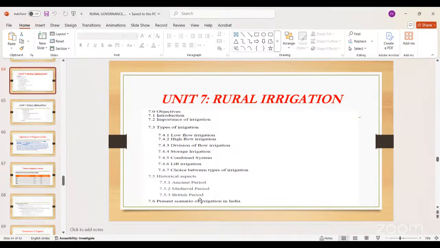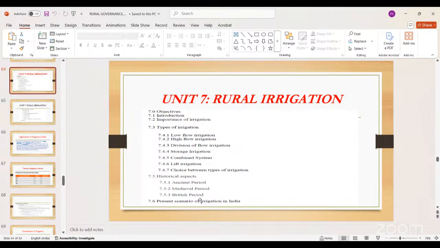So irrigated crop area in India was about 22.6 million hectares in the year 1951. By 1995, this increased to 90 million hectares. And according to a World Bank report, around 35% of the total agricultural land in India was reliably irrigated in 2010. Okay. So that is a brief status of the present scenario of irrigation in India.